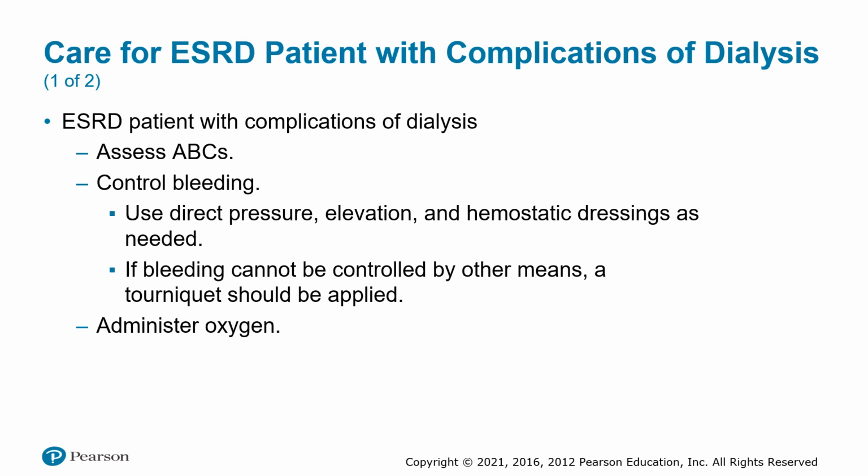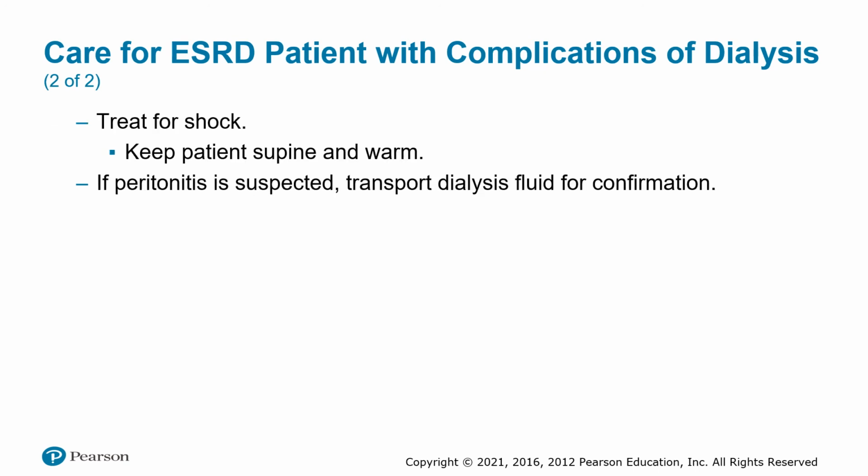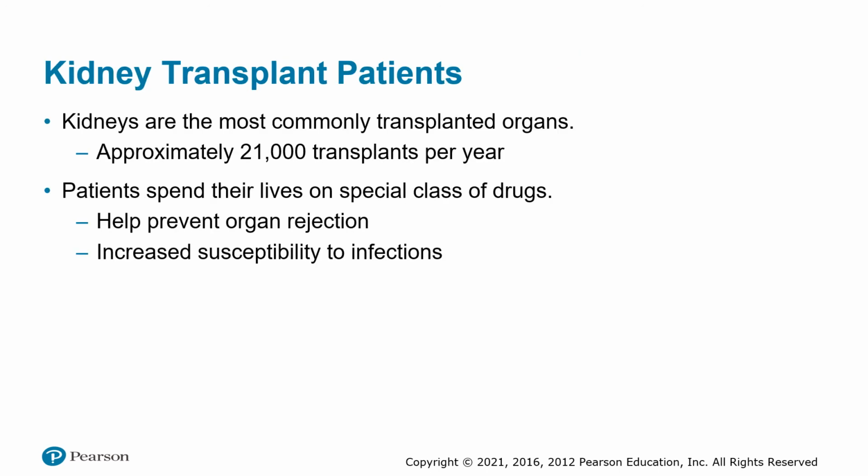So ABCs: control bleeding with direct pressure, elevation, hemostatic dressings, tourniquets, and administer O2. Treat for shock, and if peritonitis is suspected, transport with the dialysis fluid for confirmation.